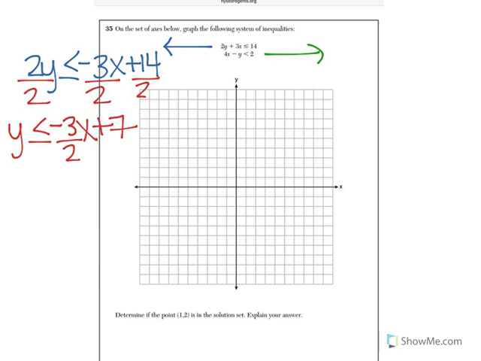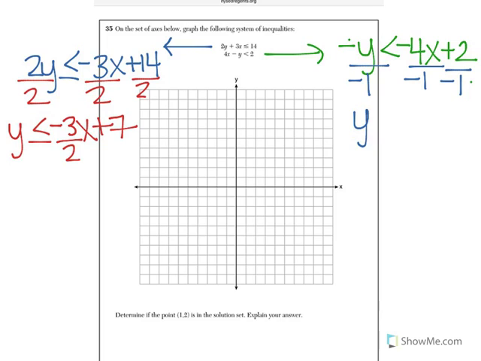My other inequality, when I get y alone, I'm going to first subtract 4x from both sides, and when I do that, I'm still left with negative y is less than negative 4x plus 2. Then I need to divide every single term by negative 1 so that y is alone. When I divide by negative 1, I need to flip that inequality so it's now a greater than, and it's y is greater than 4x minus 2.